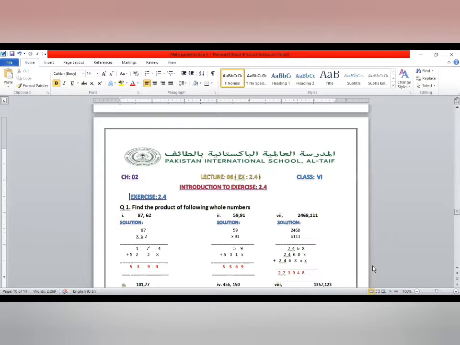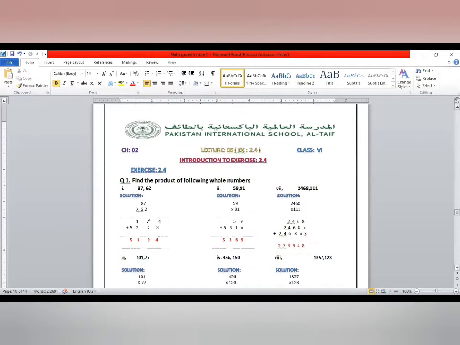In 2.4, question number 1 is about the product, and here we have to start question number 2. Find the product of the following whole numbers. We have here two numbers, 87, comma 62. Solution. 87 multiplied by 62. Here we first multiply by 2. 87 will be multiplied by 2, and then 87 will be multiplied again by 6.